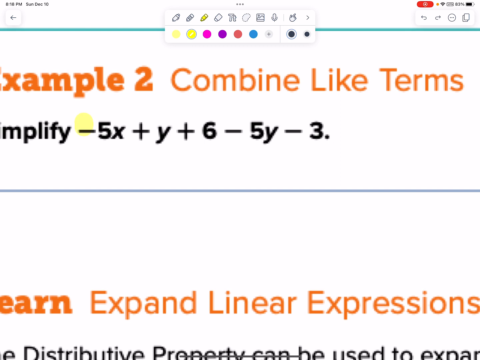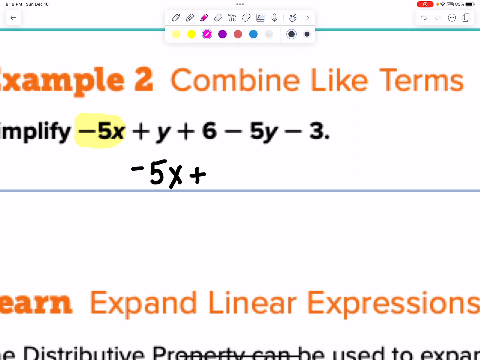So I always start at the beginning, okay, and I have a negative 5x, so this is the x club. So go through, do I have any other x clubs? Nope, I don't. And so right away I'm just going to write that I only have a negative 5x, and then put your plus sign. Okay, this is another big thing. You cannot forget to put the plus signs in between each of them. Okay, this is an expression and we're adding the different terms together.